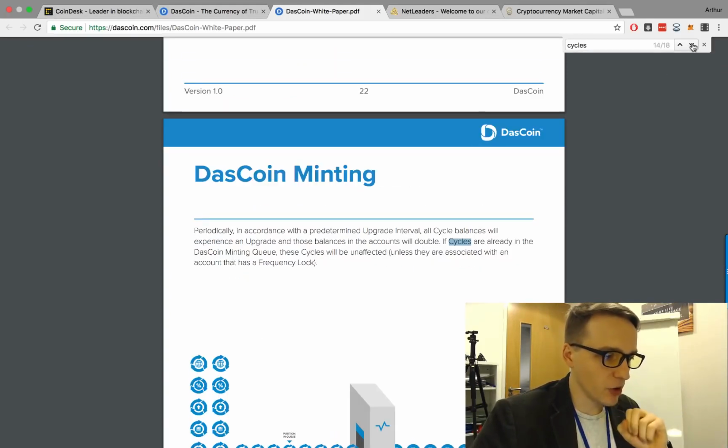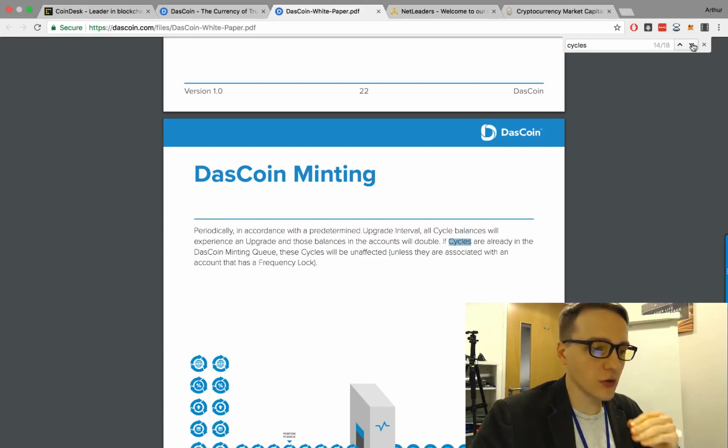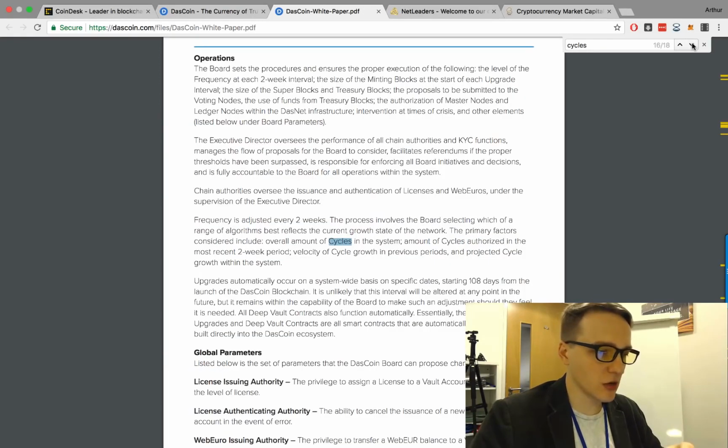DasCoin minting. Periodically, in accordance with a predetermined upgrade interval, all cycle balances will experience an upgrade, and those balances in the accounts will double. If cycles are already in the DasCoin minting queue, these cycles will be unaffected unless they are associated with an account that has a frequency lock. So we talked about it on a previous video.